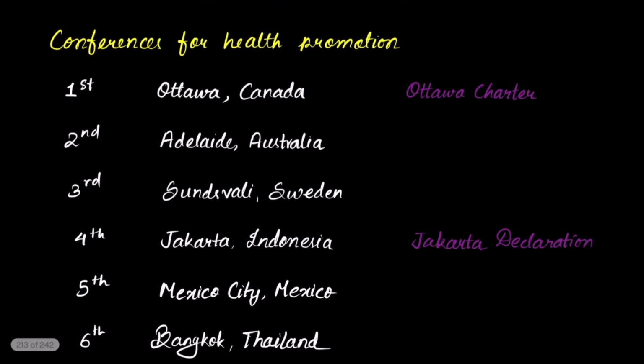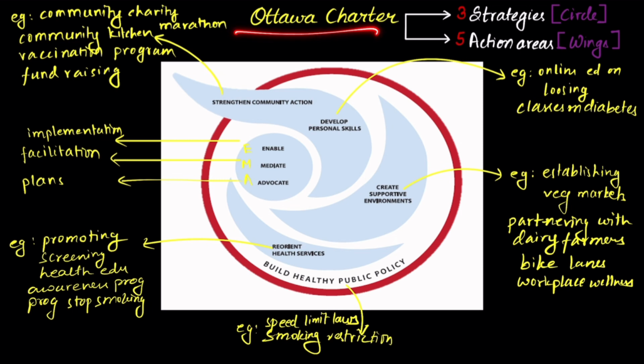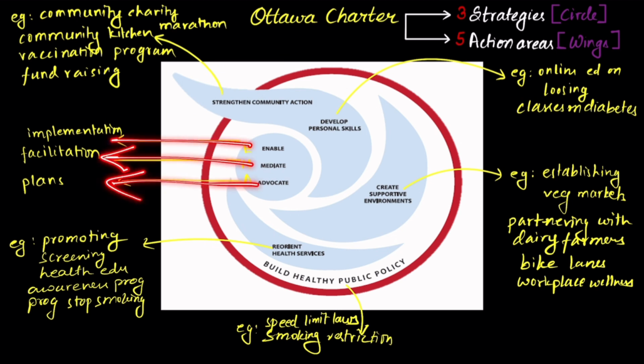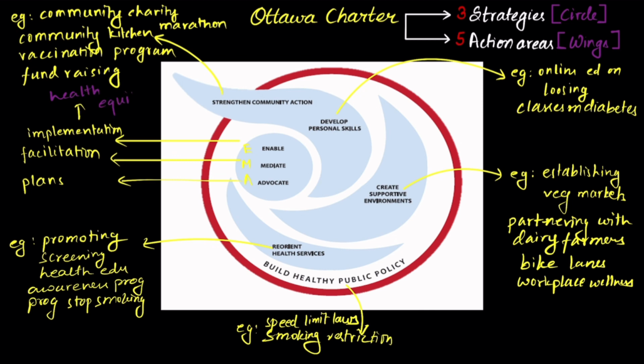The second important stuff is the Ottawa Charter. You need to remember all three strategies and the five action areas of the Ottawa Charter. The AME, or advocate, mediate, and enable, of the Ottawa Charter. Advocate means making plans, mediate means facilitating plans, and enable means implementing plans. AME results in health equity. Health equity means everyone in the community has an equal chance of improving their health. That is the final result of AME.